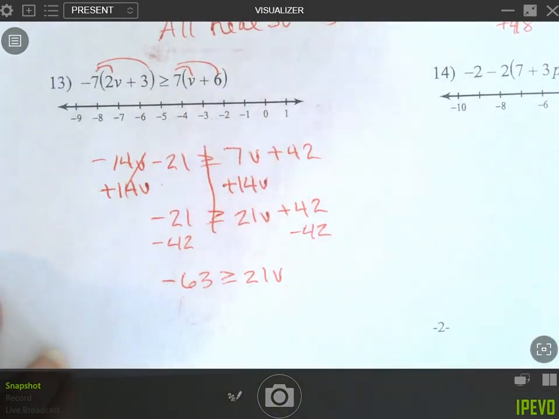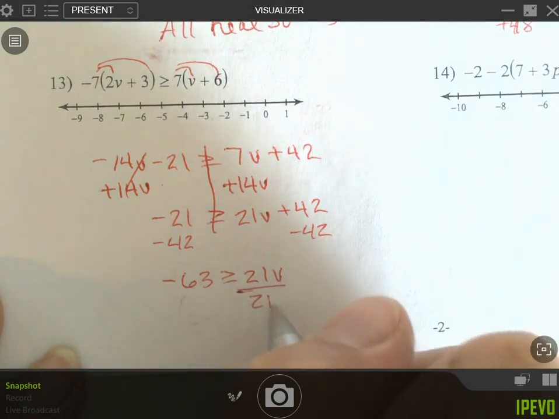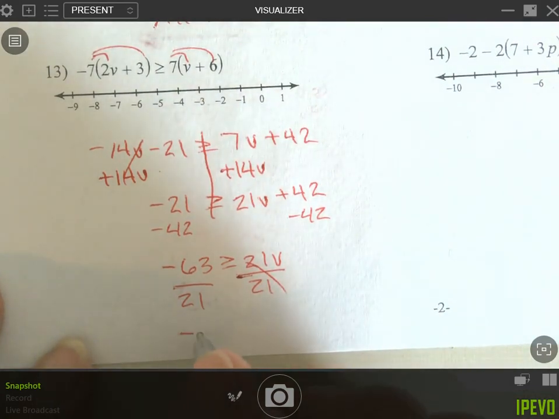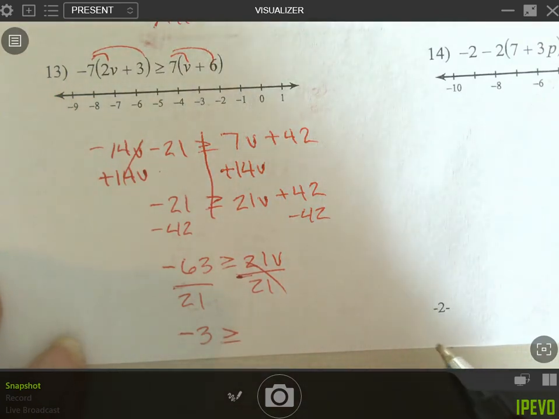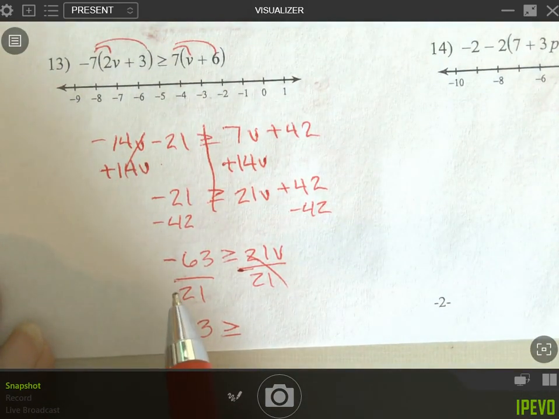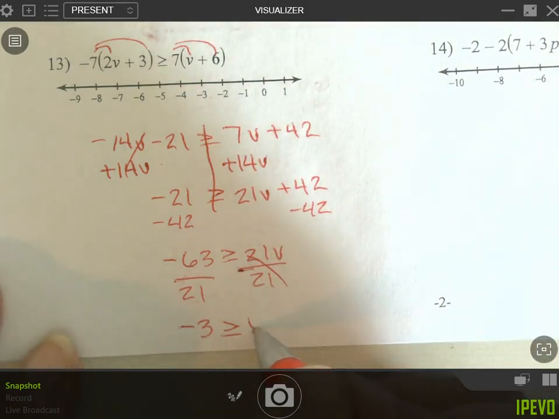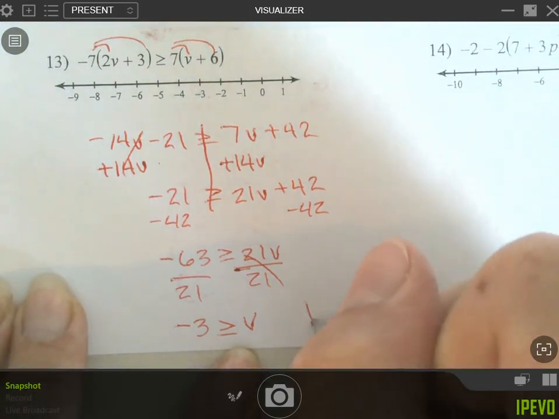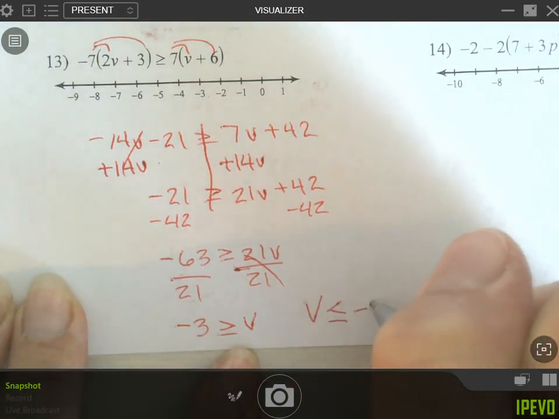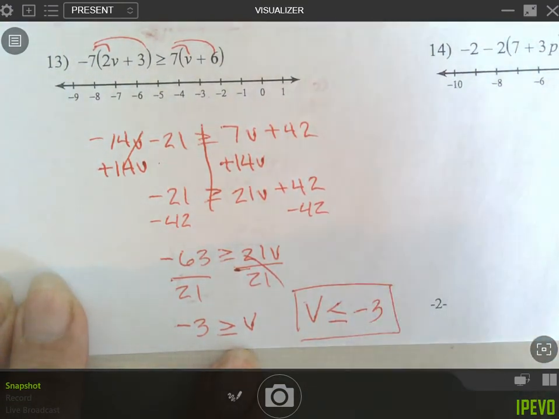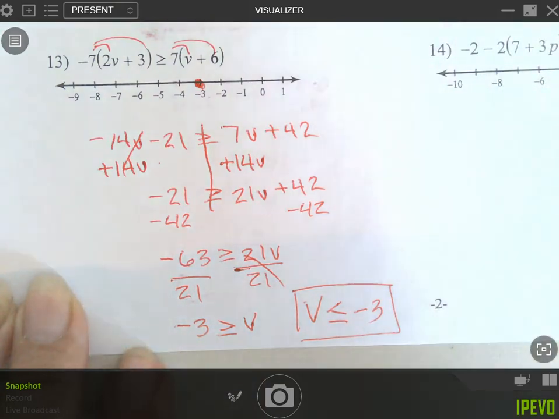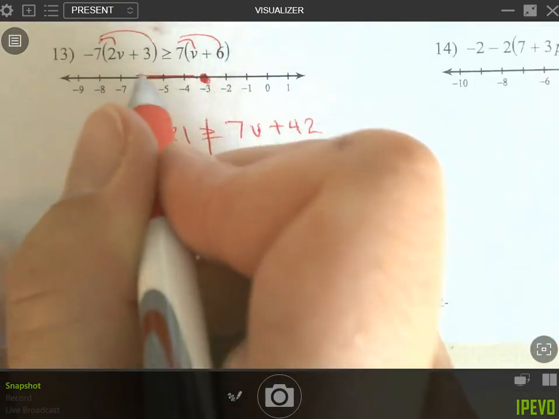Now, some of you are comfortable doing this in your head, but if not, use your calculator. Divide by 21, divide by 21. Now, pay attention. On the left, I get negative 3. I did not divide by a negative, so I don't flip my sign. Are you catching that? This can be a negative. It's if I divide by a negative. And on the right is a v. Now, negative 3 is greater than or equal to v, but read it from v. v is less than or equal to negative 3. Open or closed circle? Closed, and then which way do we shade? To the left. And that's why I prefer to rewrite it.